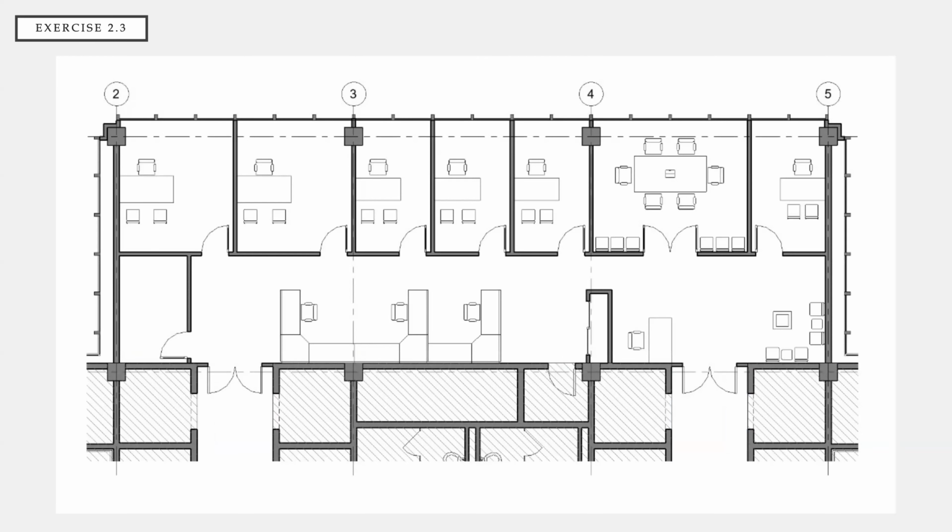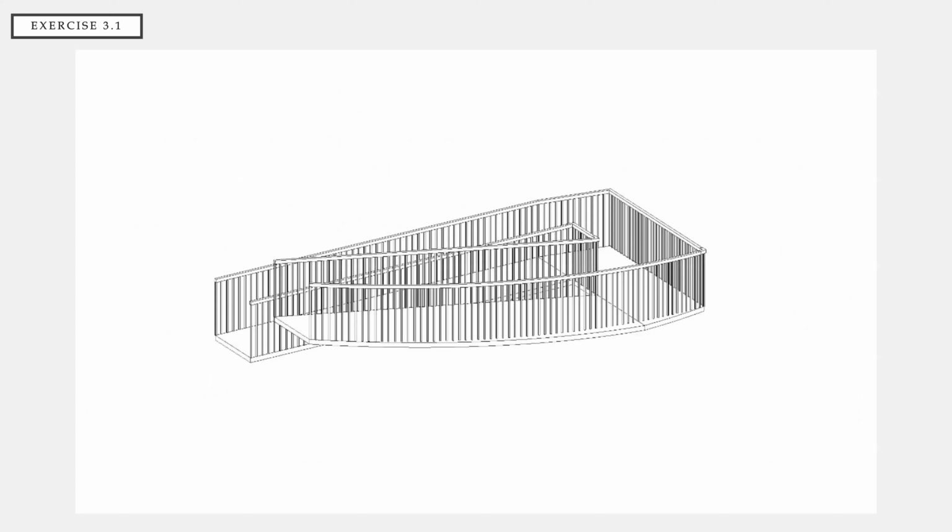And exercise 2.3 was adding furniture. And this was a challenge as at first we were not able to access the library, Imperial English Library, as it wasn't correctly downloaded. But once that was fixed, it was very straightforward from there.